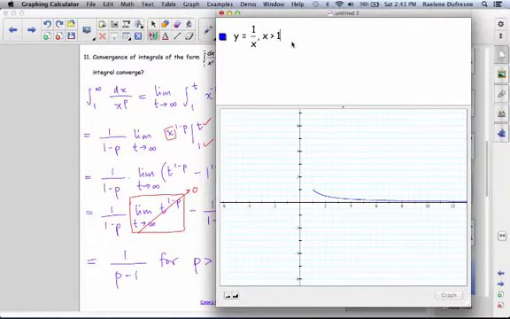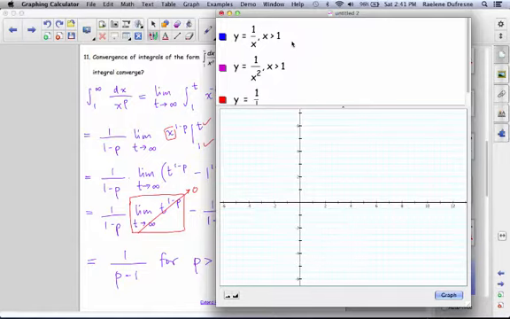But what happens when p is equal to 2 or 1/2? Let's consider two other possible cases of the graph. y equals 1 over x squared when x is greater than 1, and y equals 1 over x to the exponent 1/2 when x is greater than 1.